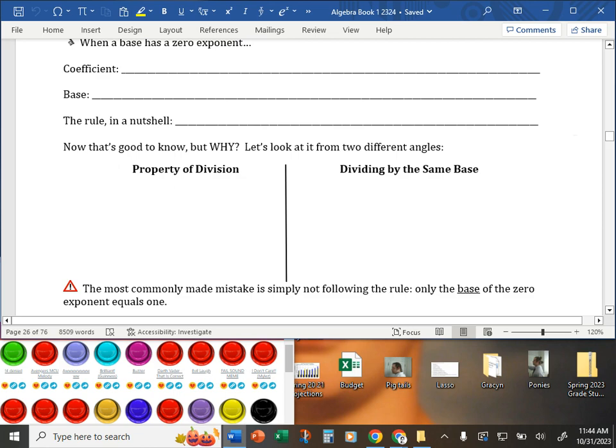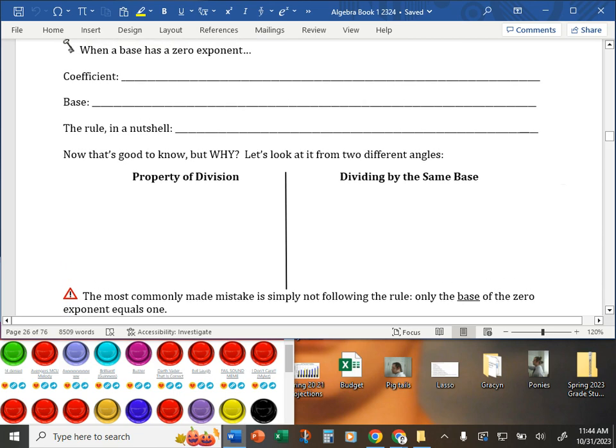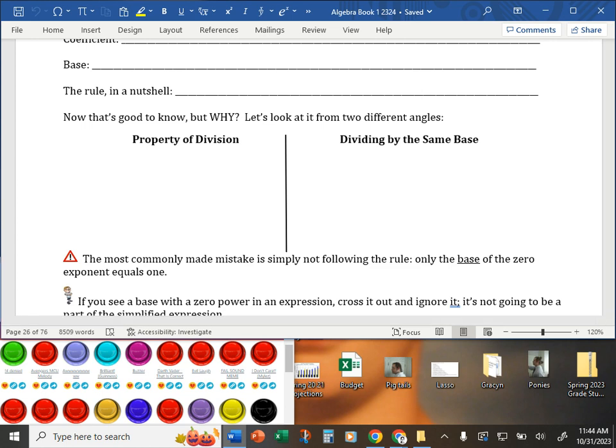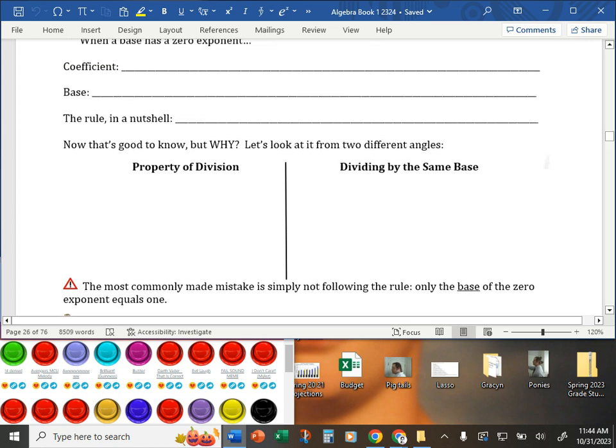So I'm going to scroll down here a little bit. This is a key point. This can go on a help sheet here. But when a base has a 0, did you all see that? My finger was not touching the board, and it shot up like that.